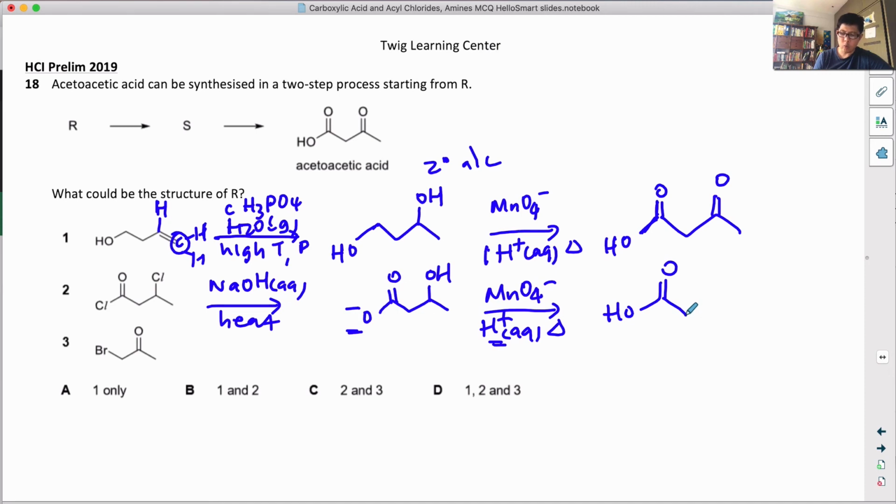The secondary alcohol will be oxidized, so it will be oxidized to a ketone. You also can get it. Okay, the next one, I'm just going to say this.